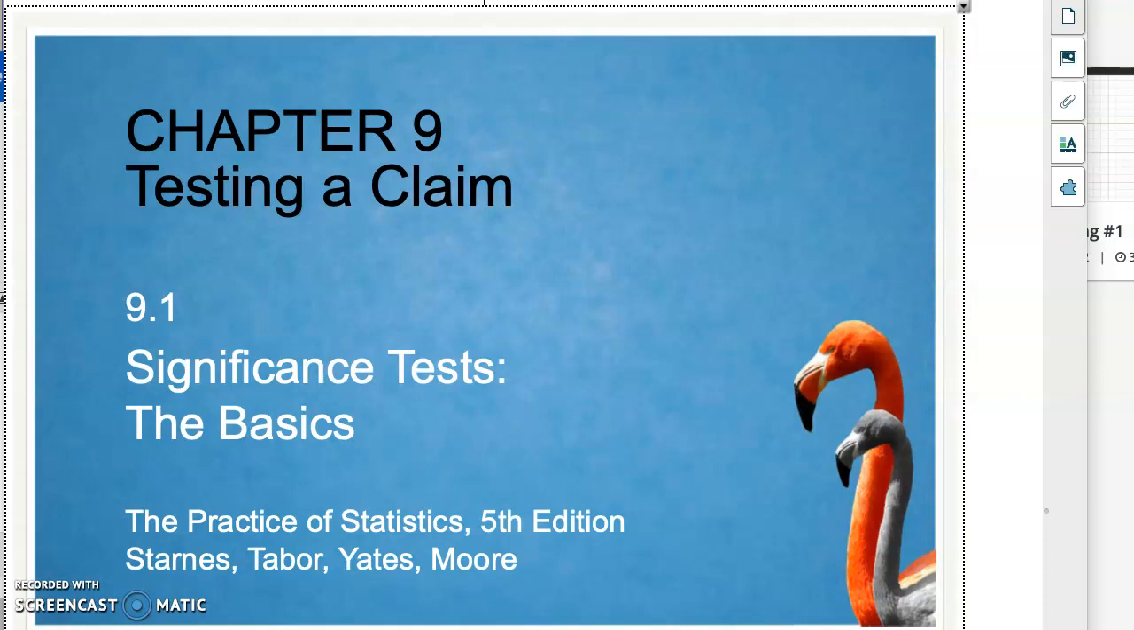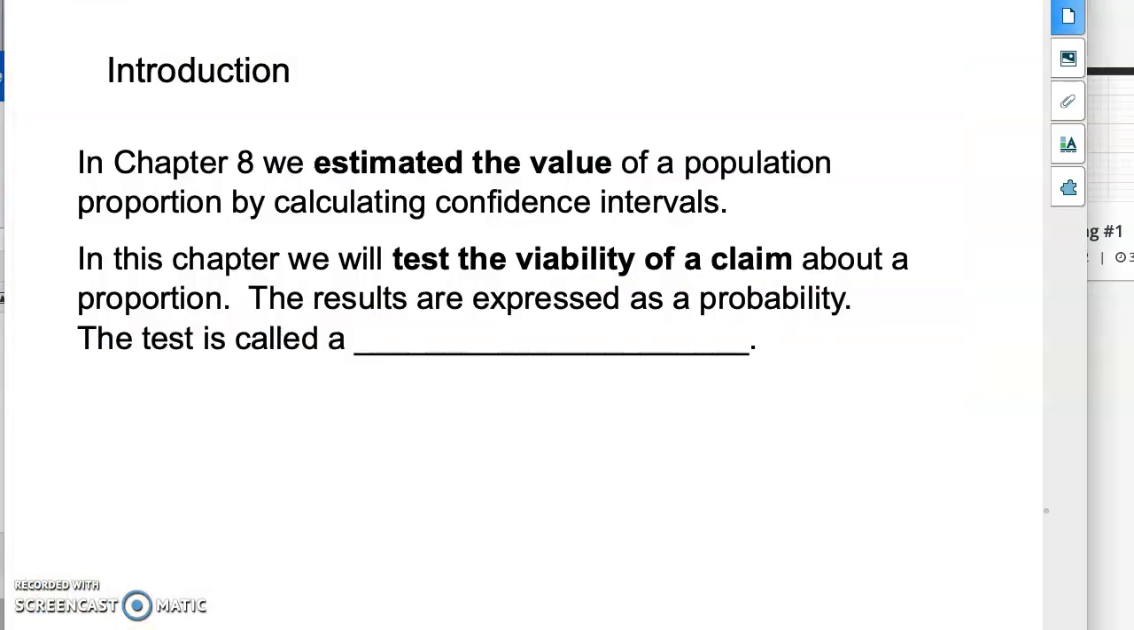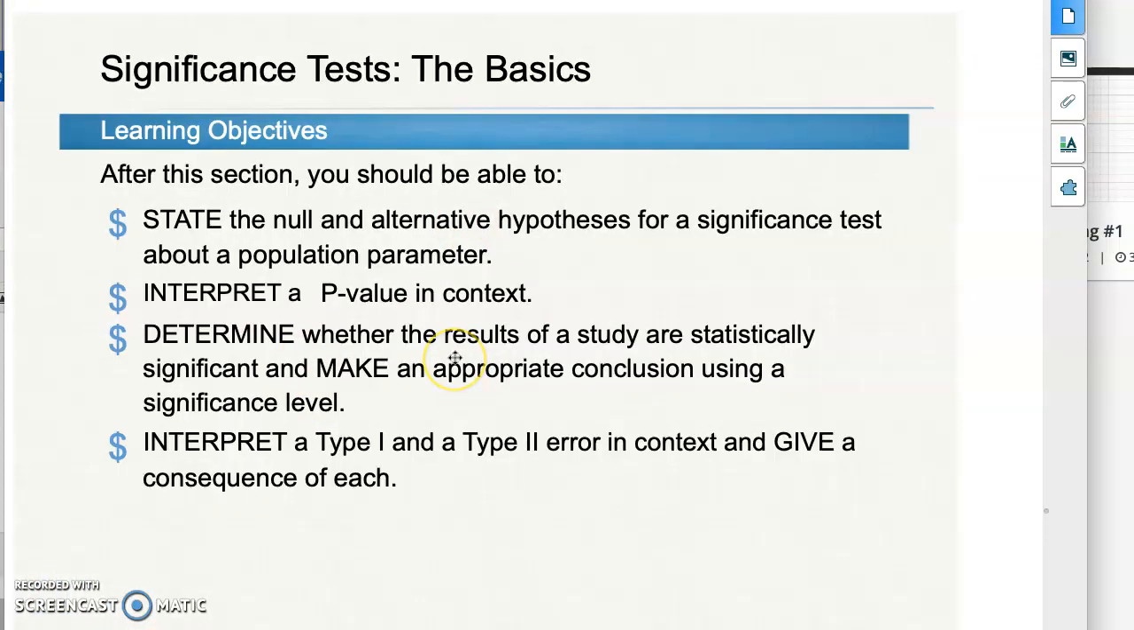Okay, good morning everyone. Today we are going to start looking in Chapter 9. Chapter 9 is all about significance tests, and in particular we're looking at significance tests for proportions. And this section is about the basics of what significance tests are all about. So if you want, you can pause the video right here and take a look at these objectives that we'll be covering in this section.